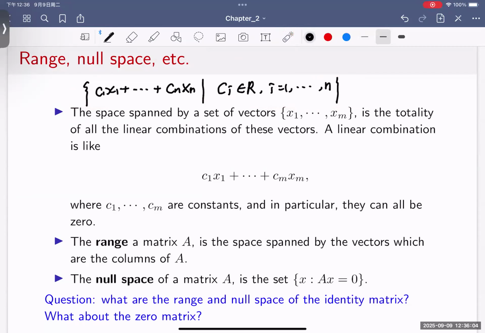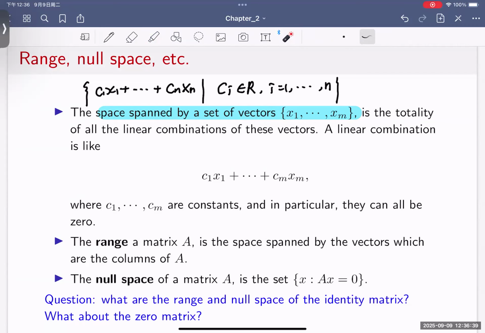Okay. So this is called the space spanned by the vectors here. Later, when we talk about linear regression, this will help us understand what linear regression is trying to do. Naively speaking, the span is like this: originally you only have m vectors, and you want to use them to create more, so you try linear combinations.